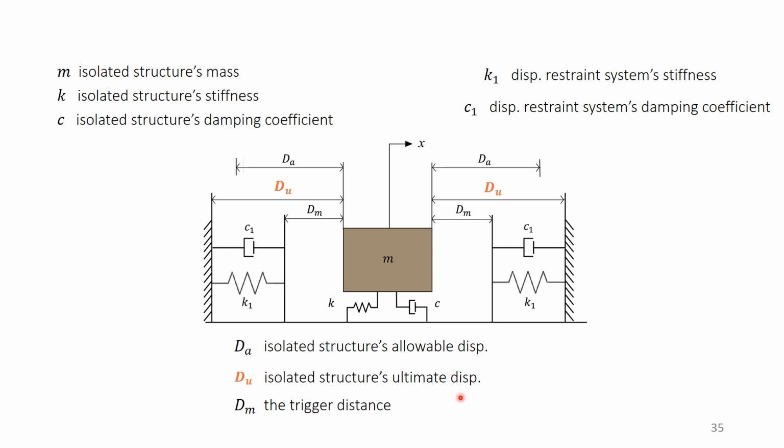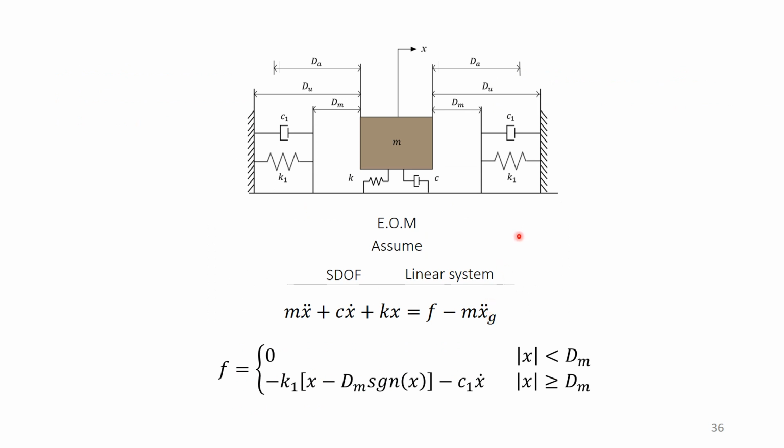Once the structure's displacement response exceeds this value, it means that the structure is very unsafe. And dm is a trigger distance. Once the displacement response exceeds dm, it will hit the displacement restraint mechanism. So how do we simulate this kind of system? There are two assumptions: we assume this structure is a SDOF structure and it is a linear system.